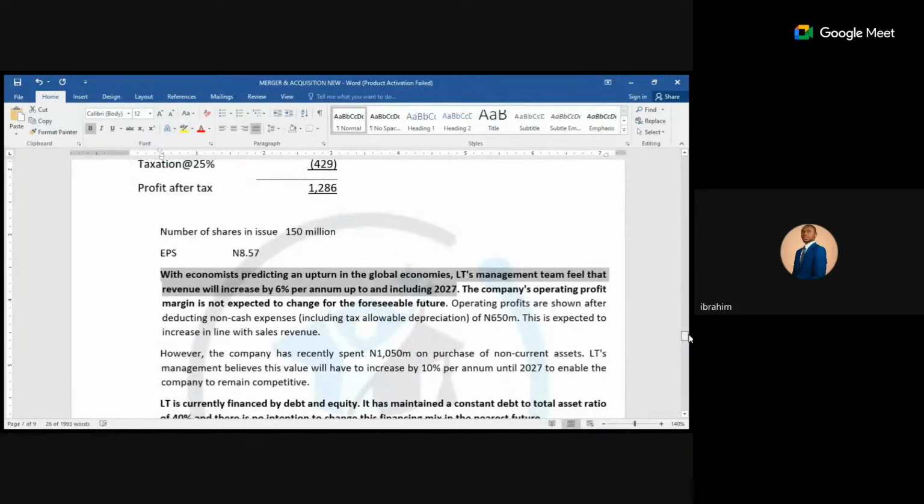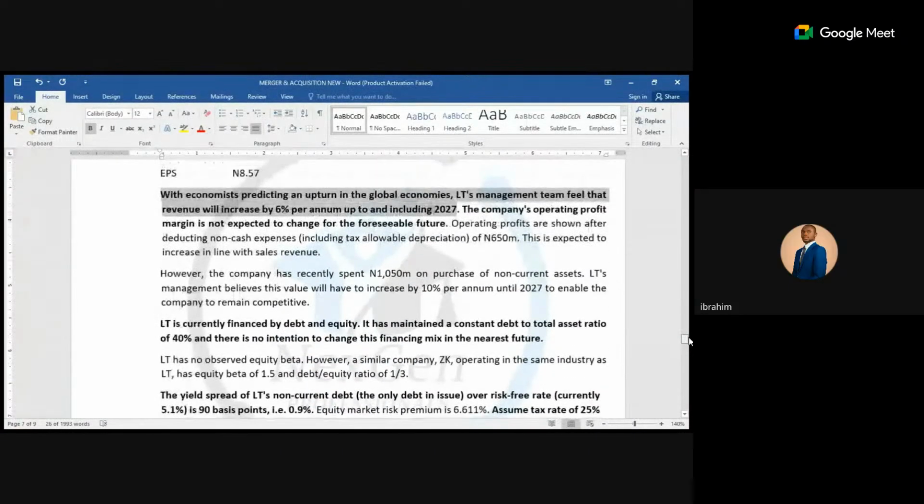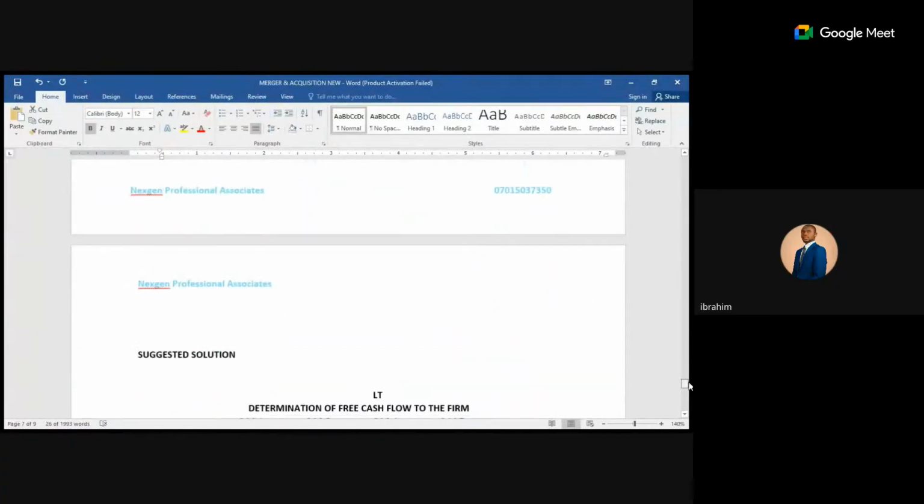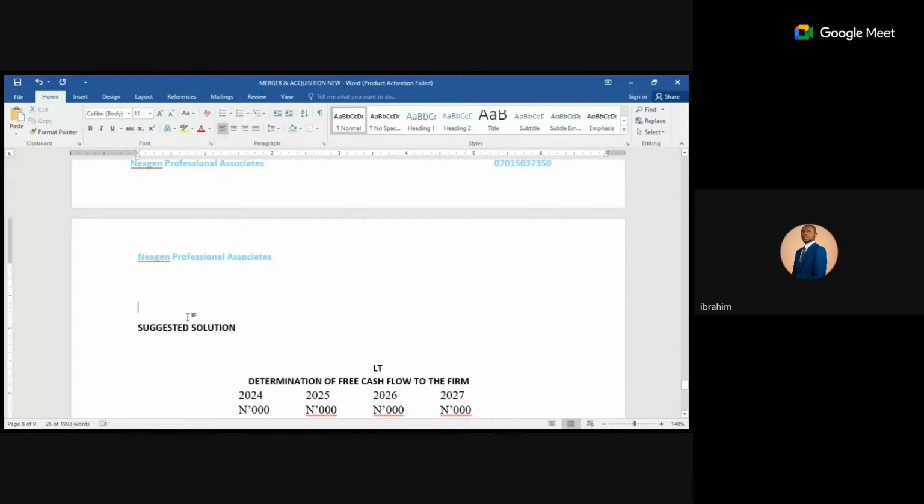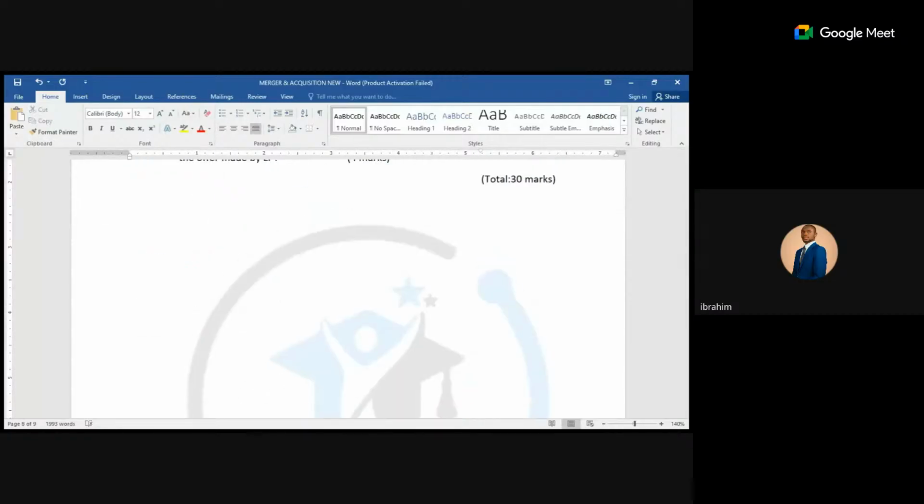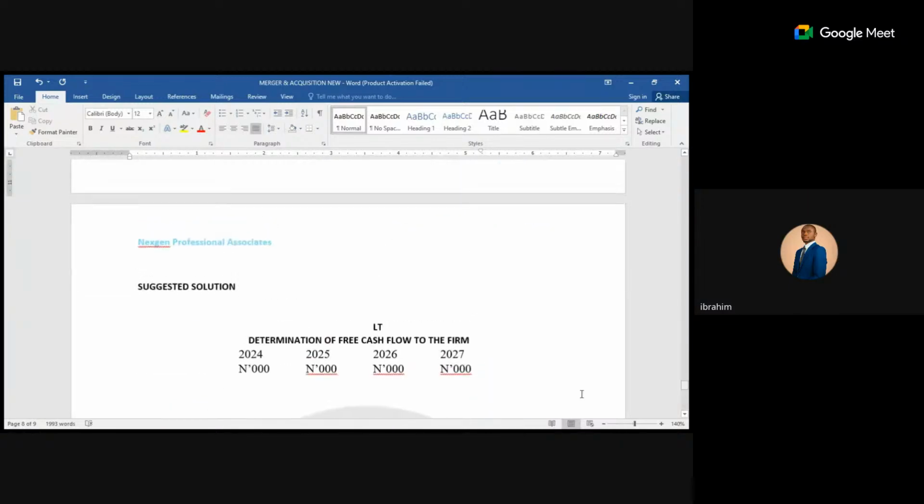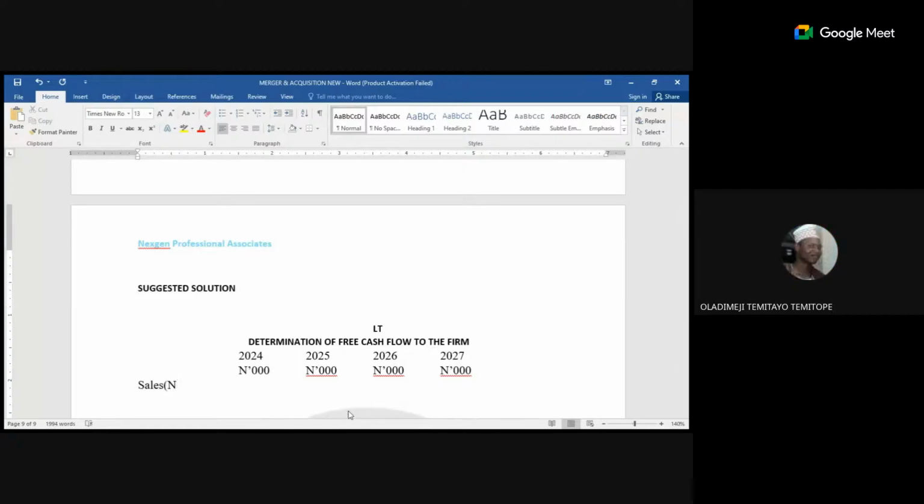Add back this and subtract our CapEx, right? So we'll start with the revenue. We're told that revenue will increase by... so what is the revenue or the sales? What is the sales figure given to us? 7,500.